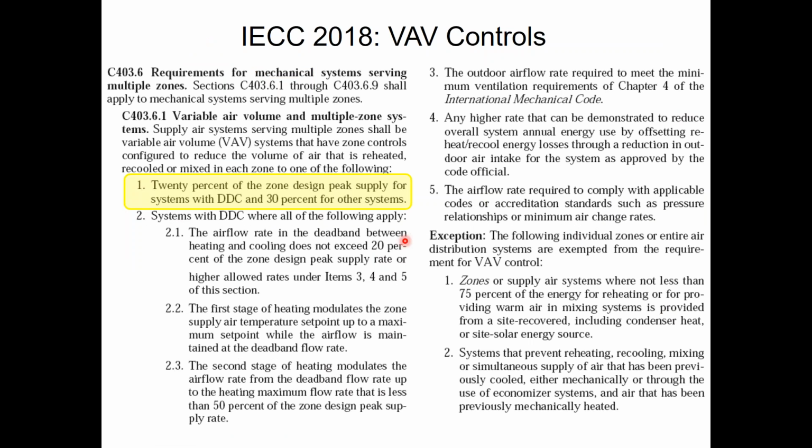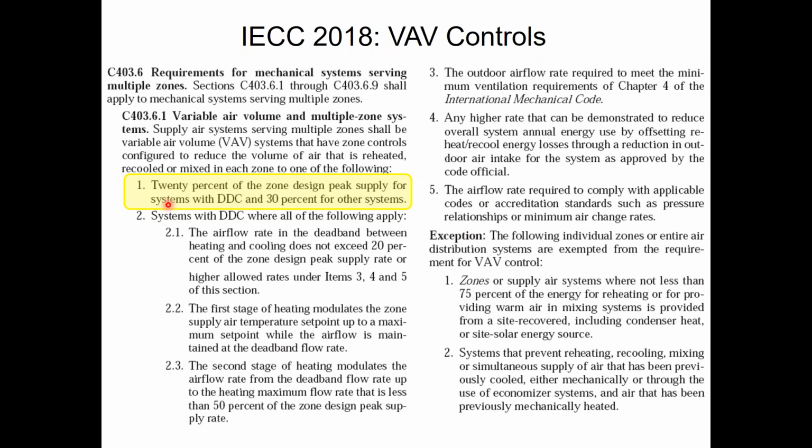And then the last thing that relates to code, and we'll be all wrapped up here, is that in the 2015, it would have been 30%. The 2018 code is 20%. So what this is telling you is that you have to throttle the damper back to 20% of its cooling design before you can even begin to engage the heating of the VAV box, right?